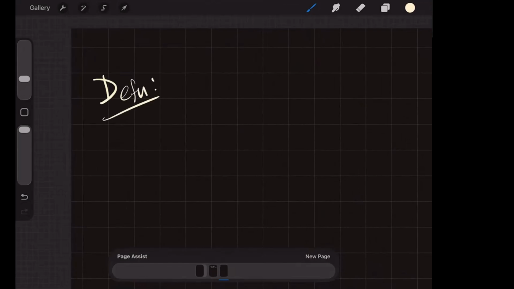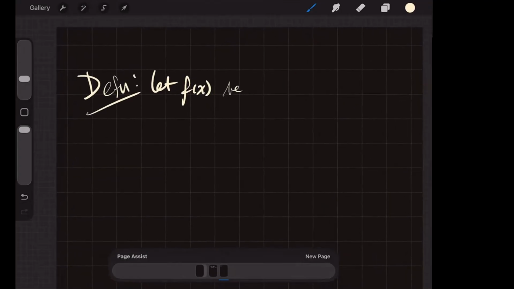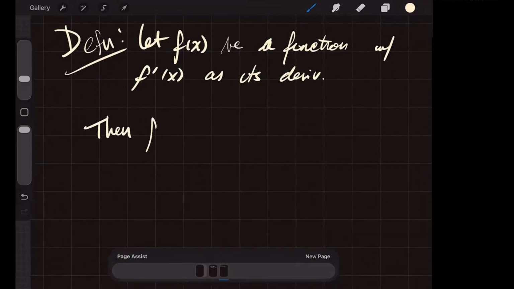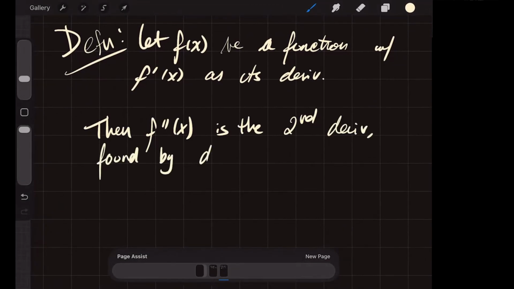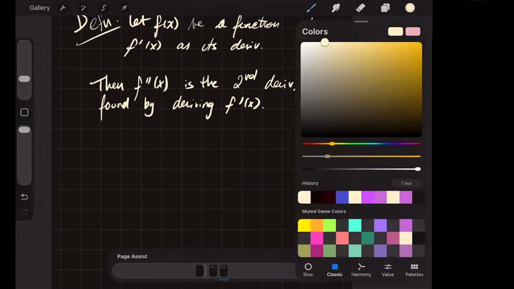Definition: let f of x be a function with f prime x as its derivative. Then f double prime x is the second derivative found by deriving f prime x. That's it. Pretty easy, pretty straightforward.